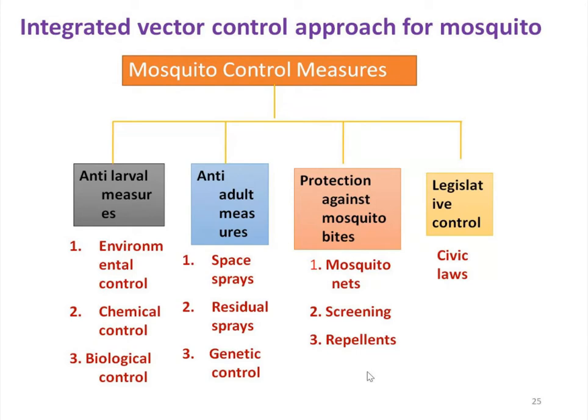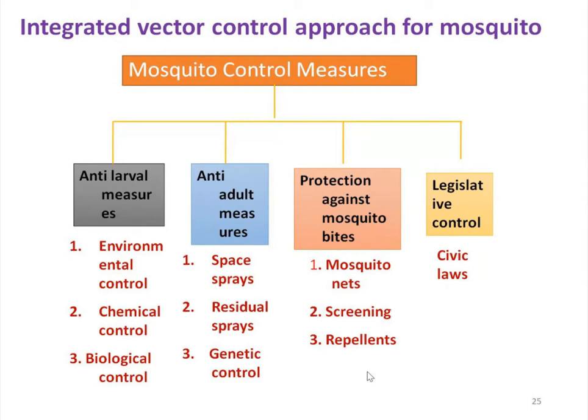So let's see what the measures are in detail. This integrated vector control approach is very, very important for you. It is a main question for you. Okay, so under anti-larval measures, we have environmental control, chemical control, and biological control. Environmental control, as I told you, is source reduction: wherever the source of larva production is, by reducing that. Then chemical control is by using chemicals. Then biological control means by using gambusia fish, which I told you a little bit before.